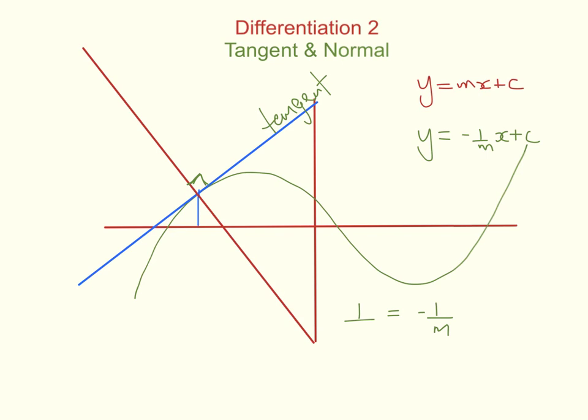So that's lots of information to take in straight off the bat. But yeah, the tangent just touches the curve, and the normal is perpendicular to the tangent. So when you see tangent or normal, you know what that means. And if you know what your tangent is and you found the gradient, just reciprocate it and change the sign to get the gradient of the normal. All right, let's look at some examples.